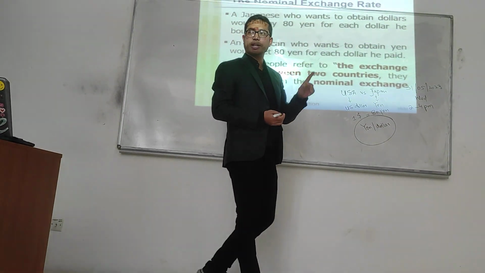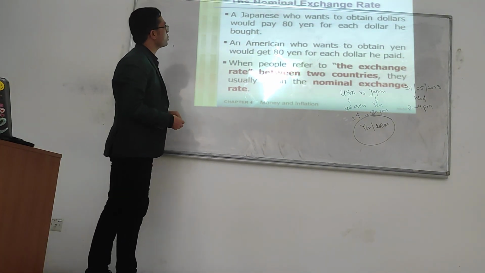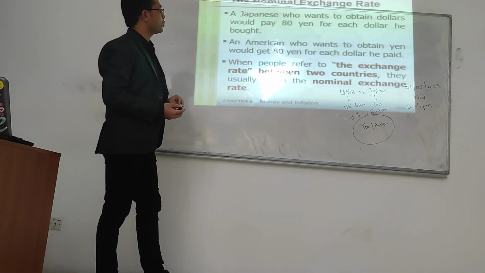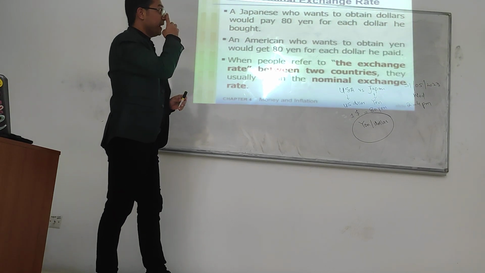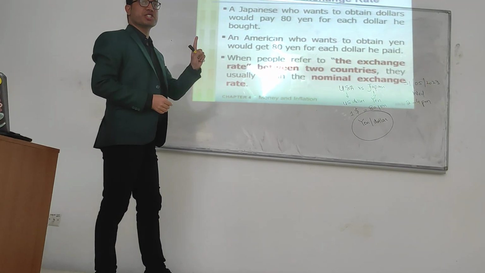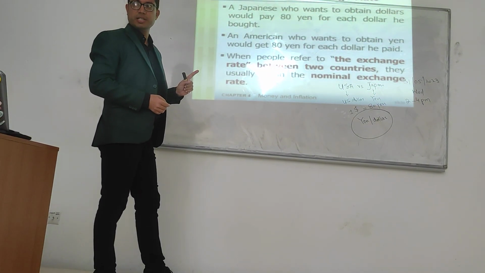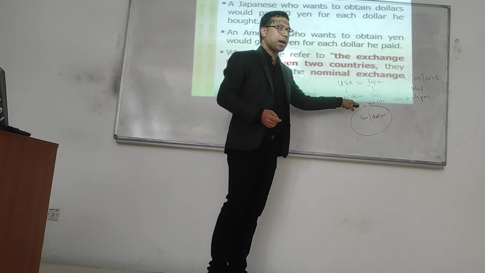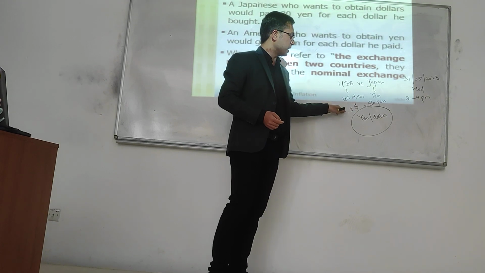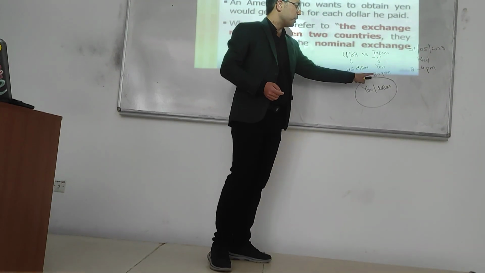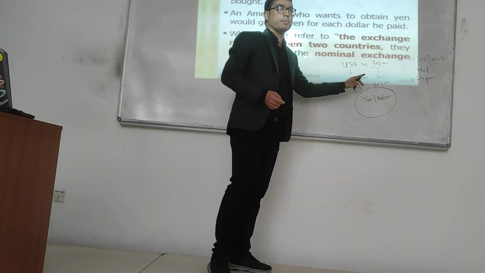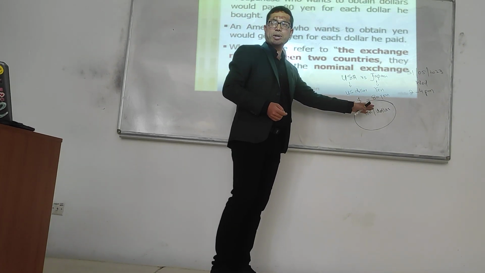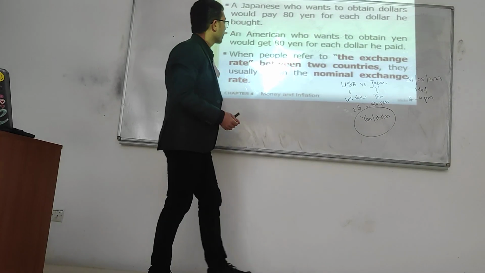80 yen for $1. Okay. So a Japanese who wants to obtain dollars would pay 80 yen for each dollar, because this is the relative price, or this is the exchange rate. So for $1 he will pay 80 yen. For $2 he will pay 160 yen, and so on.